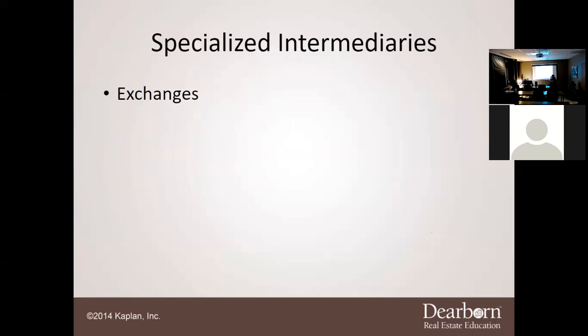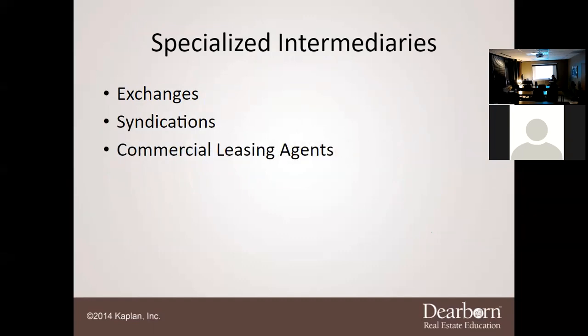Now, of course, there's also this standard or specialized intermediary. They have things like exchanges, syndications, commercial leasing agents. These are all different areas that you can work in real estate. Now, I will tell you, a lot of students ask me this every semester: do I have to get a separate real estate license to sell commercial real estate? Nope, you don't. Your real estate license allows you to do commercial and residential. So you can do everything that's real estate related.